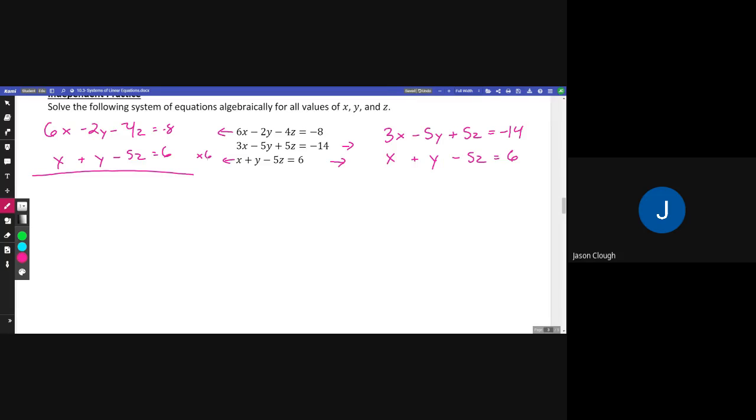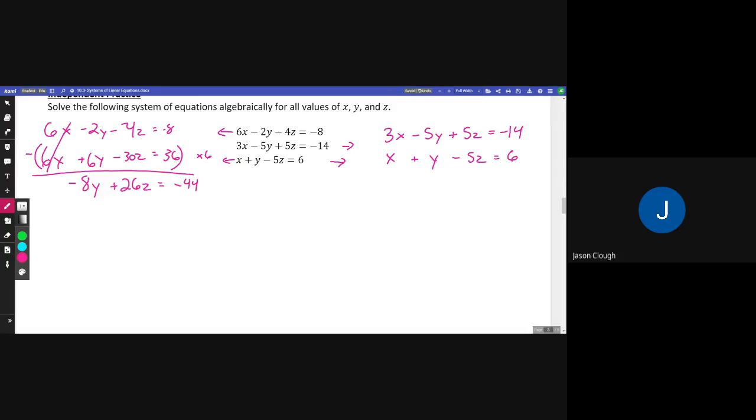This row gets multiplied by 6, so this is going to be 6x plus 6y minus 30z equals 36. Subtract the bottom from the top. So I end up with 6 minus 6 equals, crosses out, negative 2 minus 6 gets me negative 8y. Negative 4 minus negative 30 gets me positive 26z. And negative 8 minus 36 gets me negative 44.